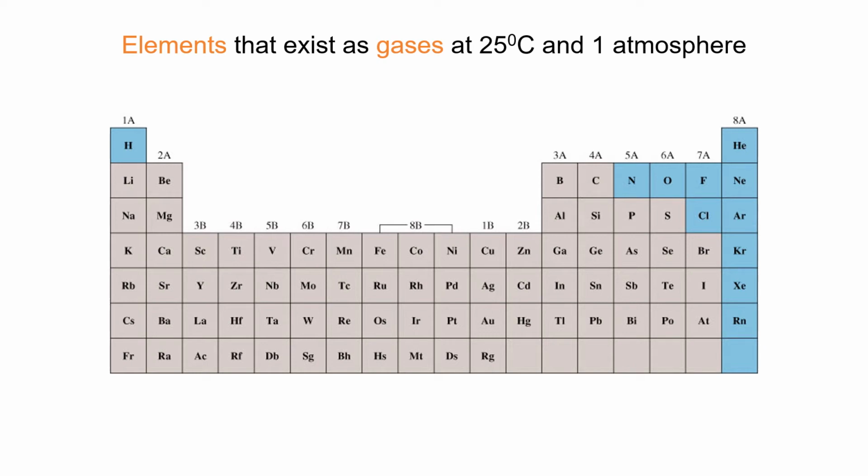Okay, now we're going to start Chapter 5, Gas Laws. This representation of the periodic table is to show you what elements, the ones in blue, exist as gases at 25 degrees Celsius and 1 atmosphere of pressure. So there aren't very many.